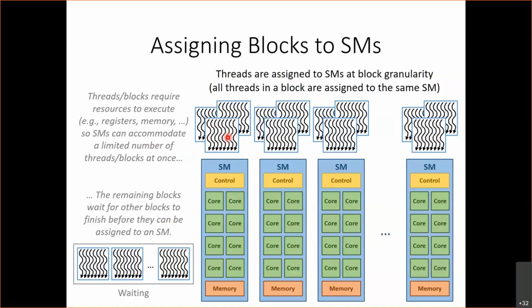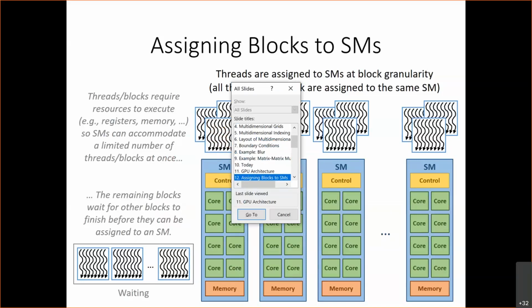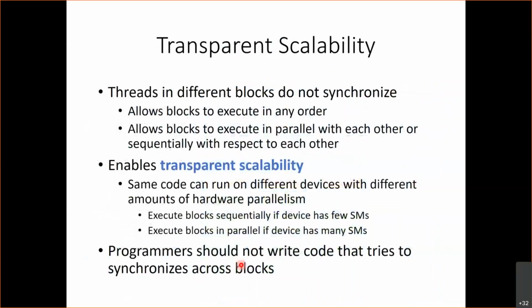So that is why the hardware, when a thread block sits on an SM, executes it until the thread block is done. And when the thread block is done, the new thread blocks come in and take root. Because of this restriction, programmers should not write code that tries to synchronize across blocks, because if they do, then deadlock will occur if the blocks that they're trying to synchronize between are not scheduled simultaneously. Okay, clear? Any questions about this?